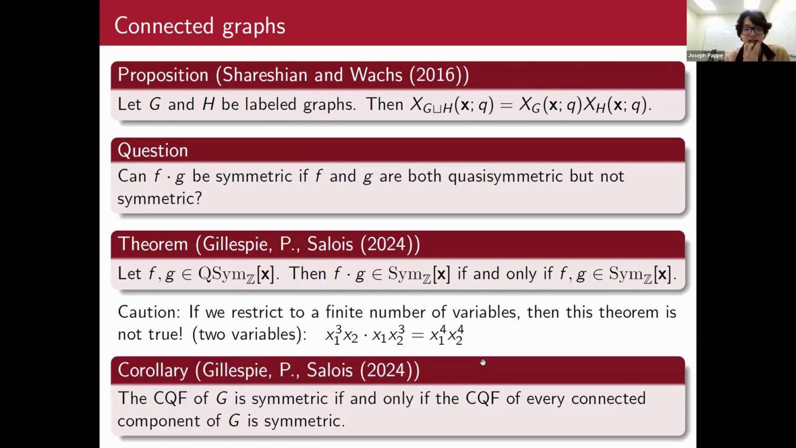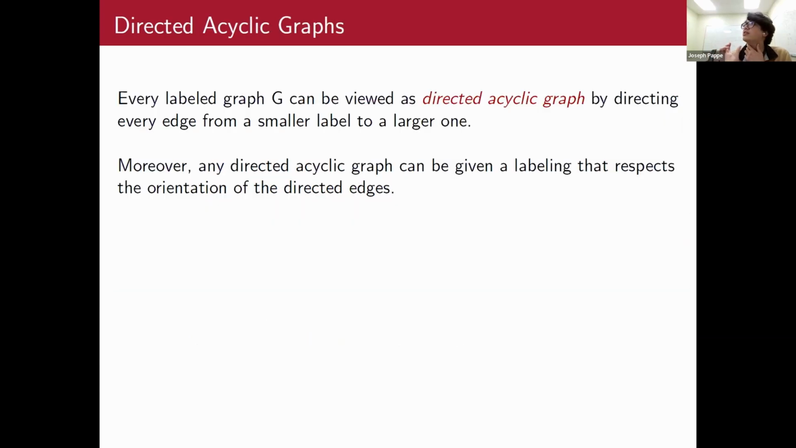So this implies that the CQF of G is symmetric if and only if the CQF of every connected component of G is symmetric. Okay, so this means that we can really just look at connected components.